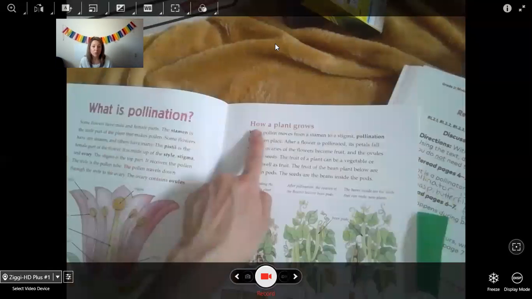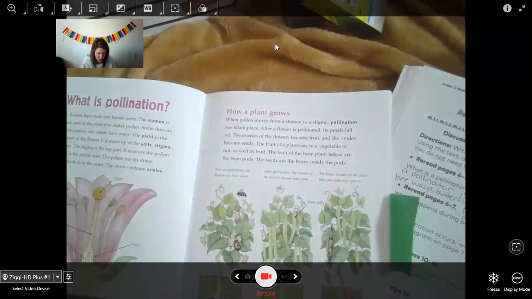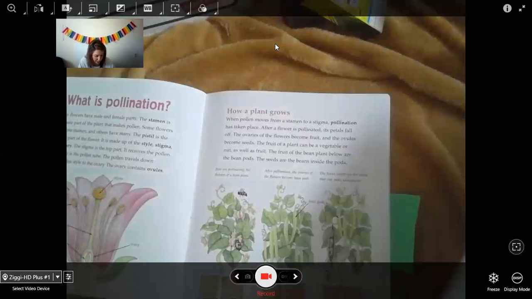How a plant grows. When pollen moves from a stamen to a stigma, pollination has taken place. After a flower is pollinated, its petals fall off. The ovaries of the flowers become fruit, and the ovules become seeds. The fruit of a plant can be a vegetable or nut, as well as a fruit. The fruit of the bean plant below are the bean pods. The seeds are the beans inside the pods. So it says, what happens during pollination?